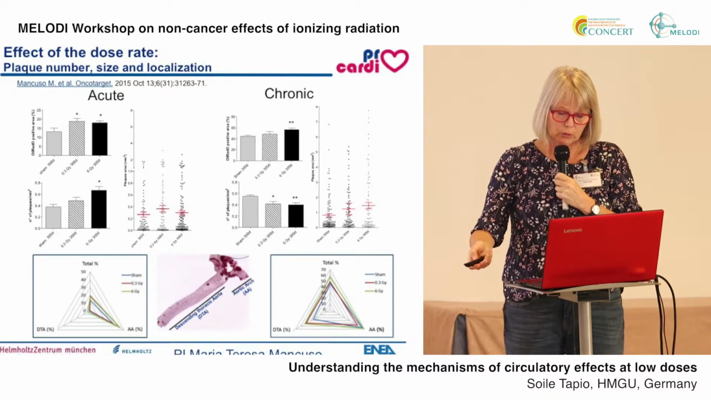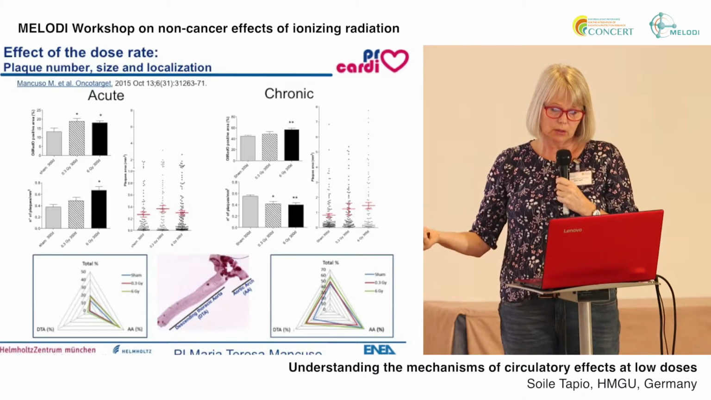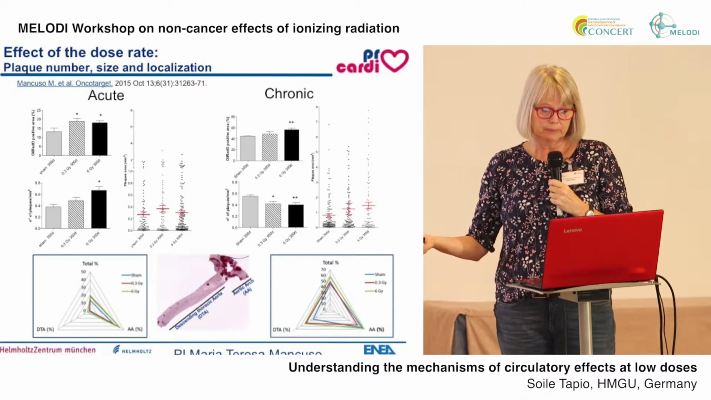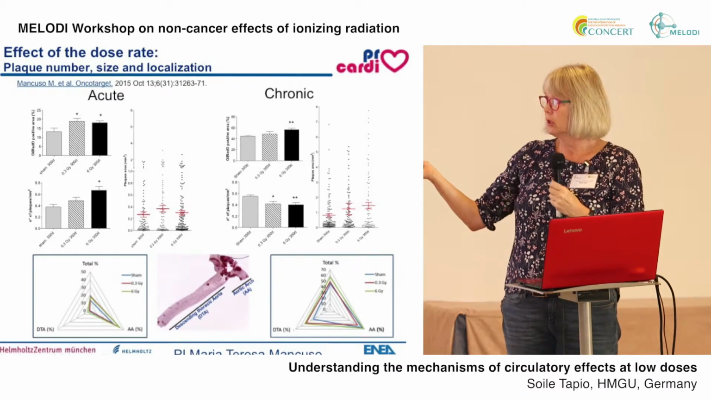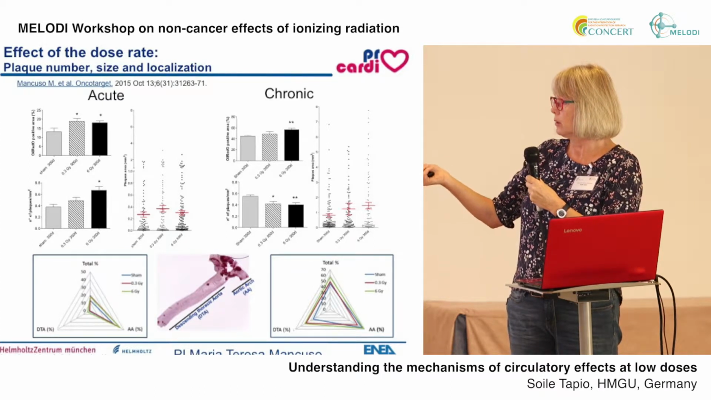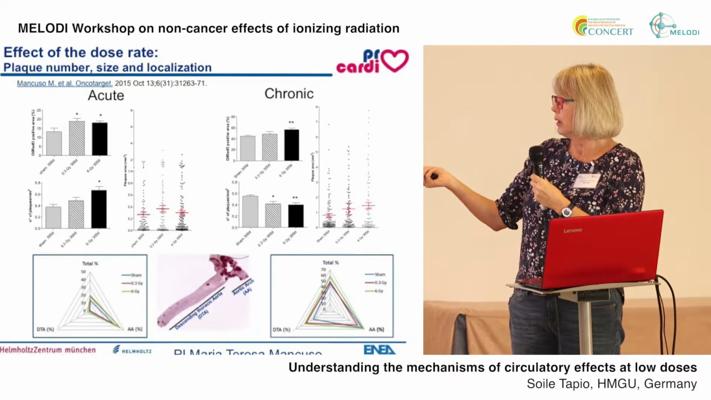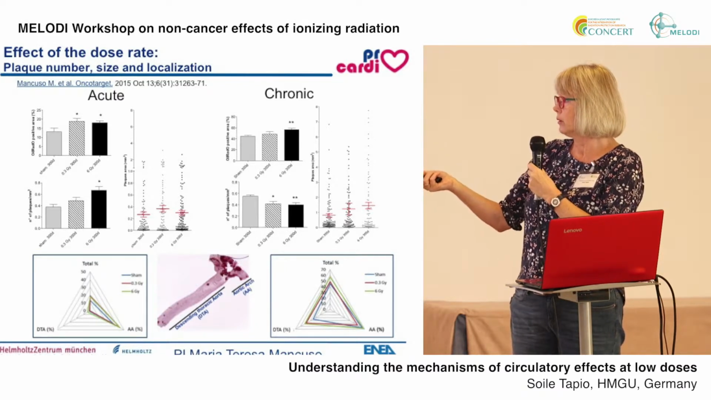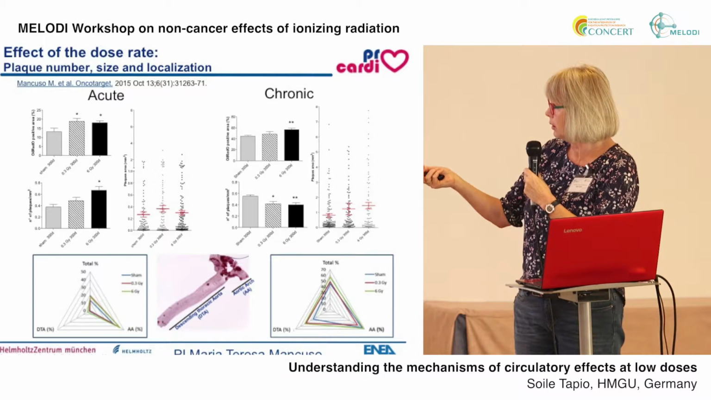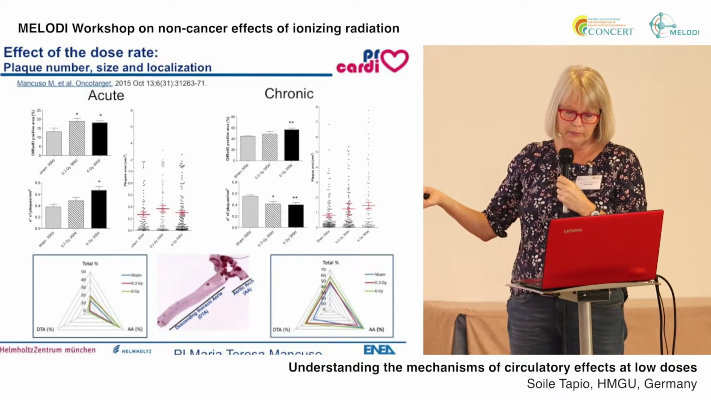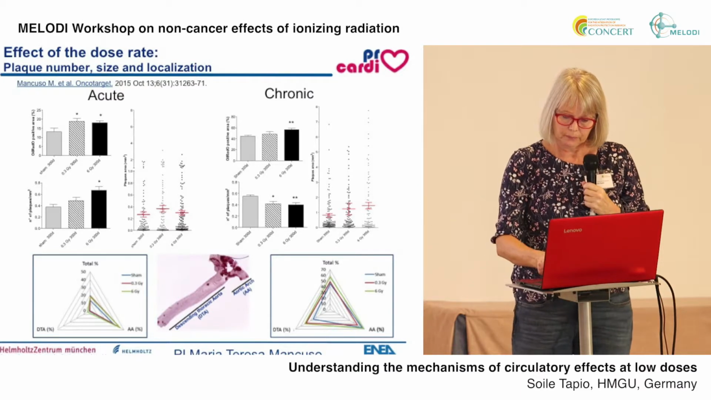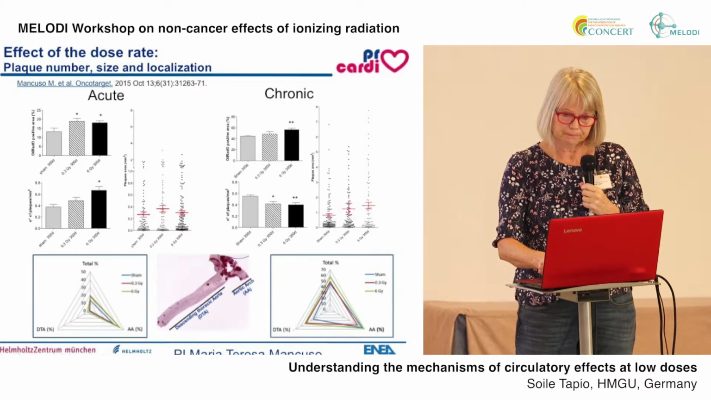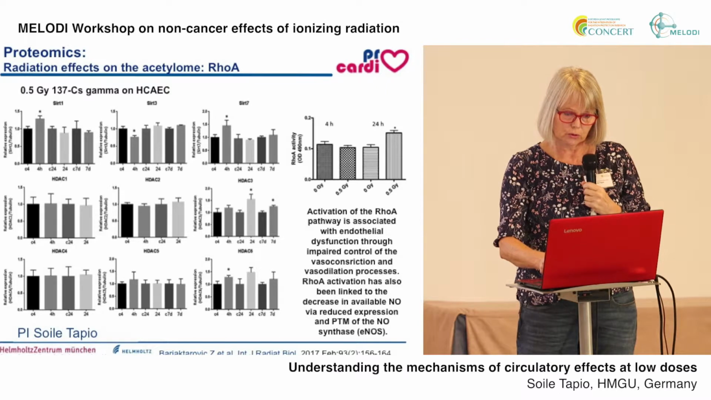And also what was seen is that the size of the plaques was different. If you have the chronic irradiation, you see most plaques here in the aortic arch, as seen here. If you have chronic, you have them both here in the aortic arch and in the descending thoracic aorta. So the location is different. And this was published also.